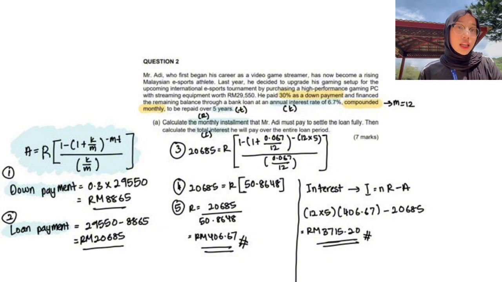So, to find the interest, I will use the formula I equals nR minus A. After I substitute in the amounts, I will get 3,715 ringgit and 20 cents.